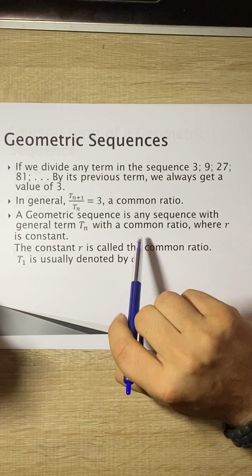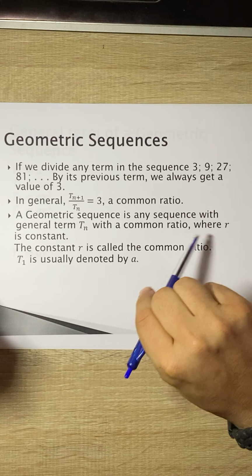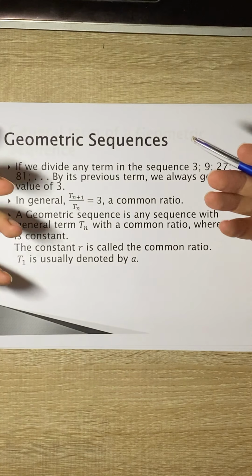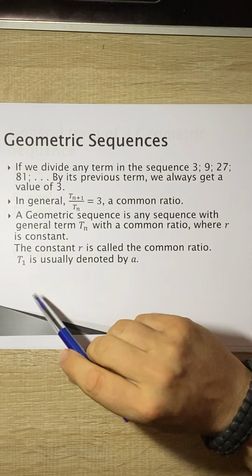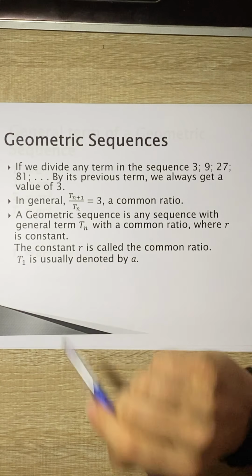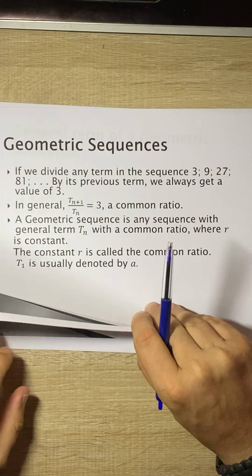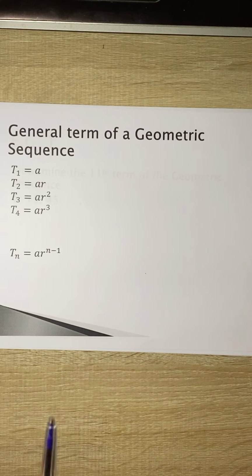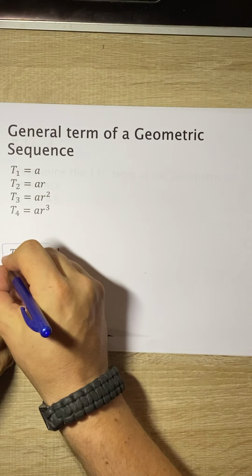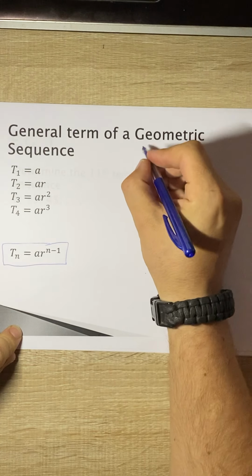A geometric sequence is any sequence with the general term Tn with a common ratio, where r is constant, and that would be your common ratio, just like your common difference, which is d for an arithmetic sequence. The constant r is called the common ratio, and T1 is usually denoted by a, very similar to the arithmetic sequence. Okay, so what I want you to take from this slide is the general formula for a geometric.